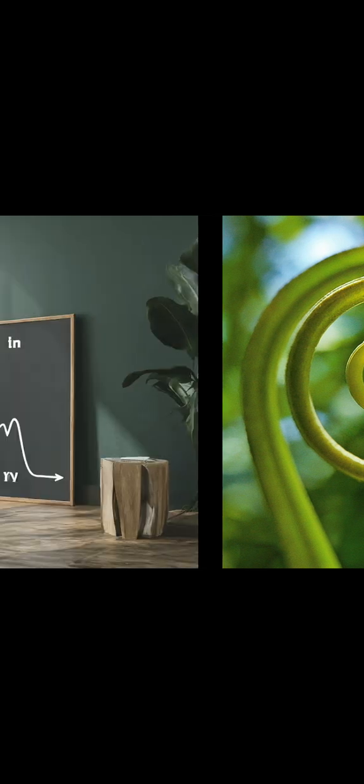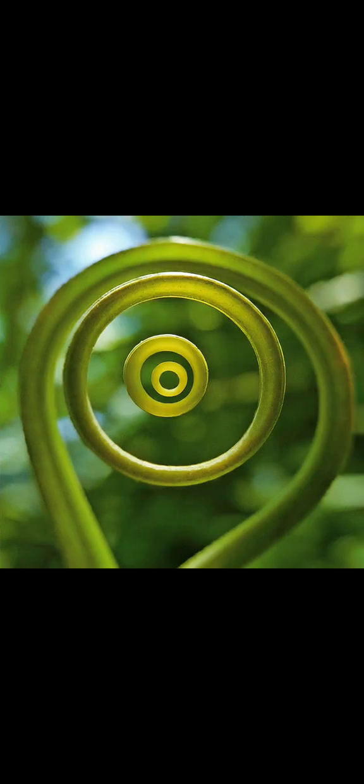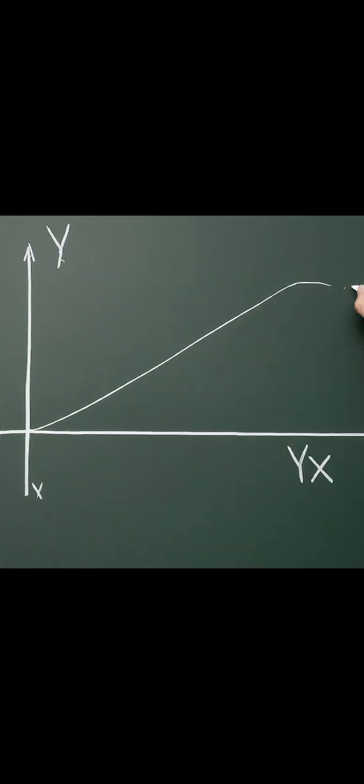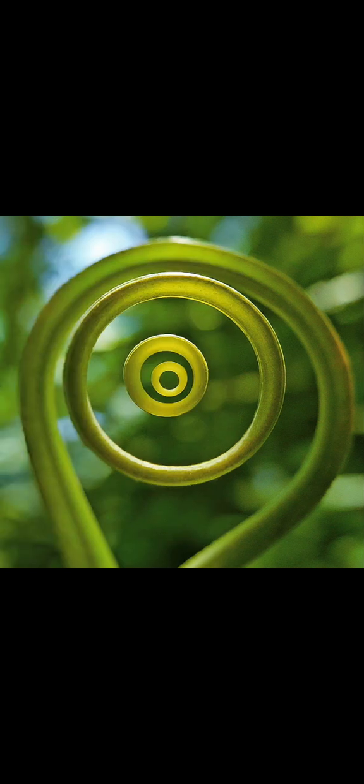Historical significance. 6. Inventor. John Napier, a Scottish mathematician, is credited with inventing logarithms in the early 17th century. 7. Purpose. Logarithms were originally developed to simplify complex calculations, especially in astronomy and navigation. 8. Slide rule. The slide rule, a mechanical analog computing device, used logarithms to perform calculations quickly and efficiently.